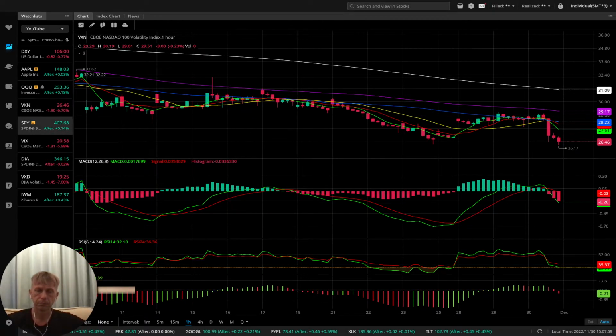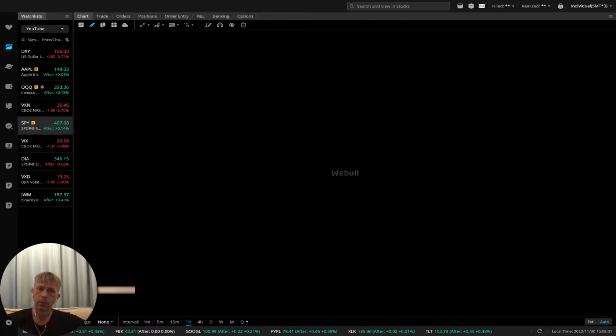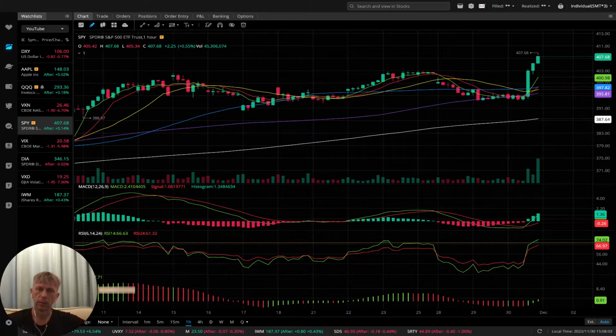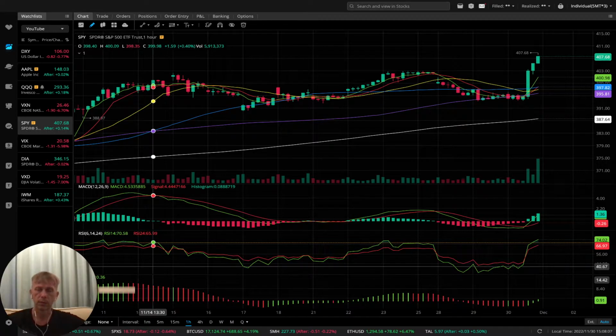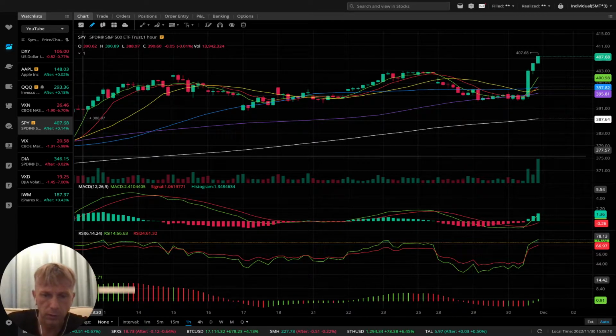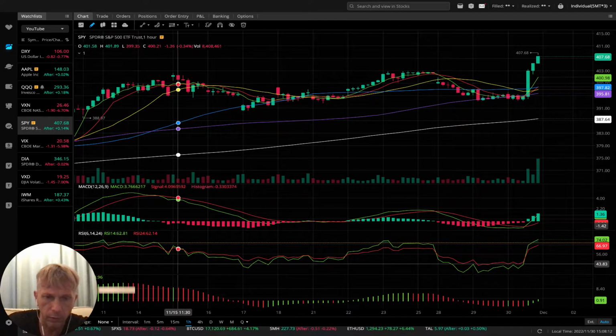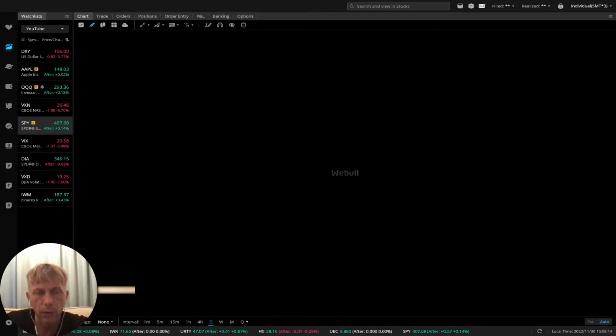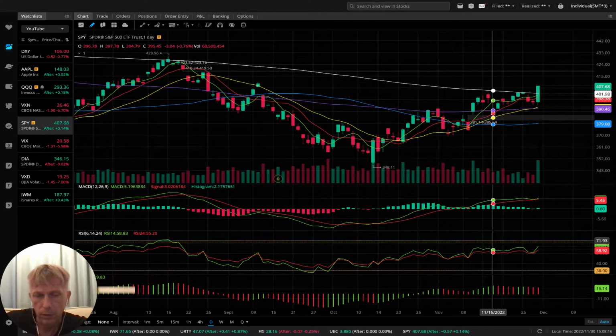SPY. It's a fake move. Still bearish. For indexes still bearish. Bearish divergences. Let's do a summary. Let's continue to do the market review.